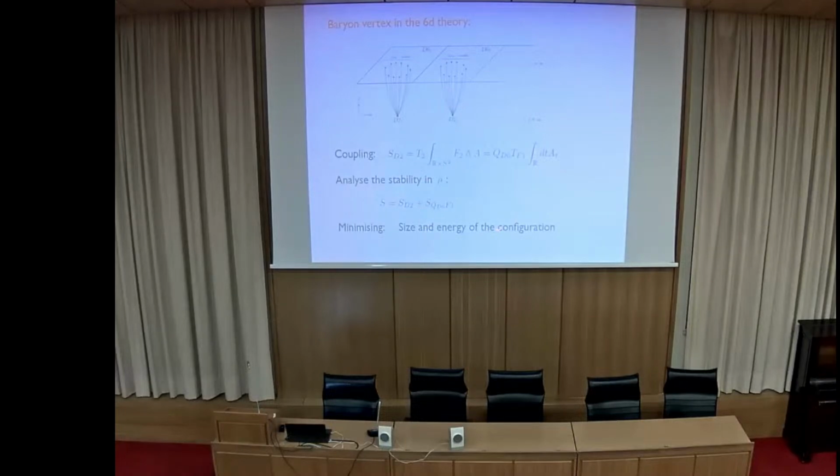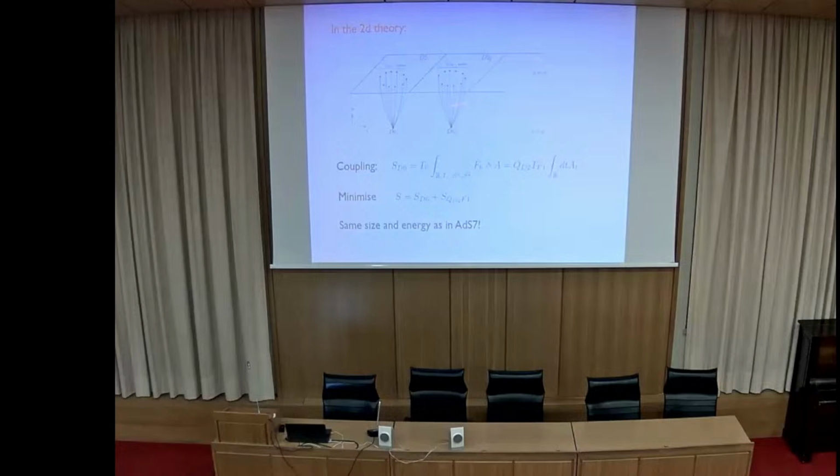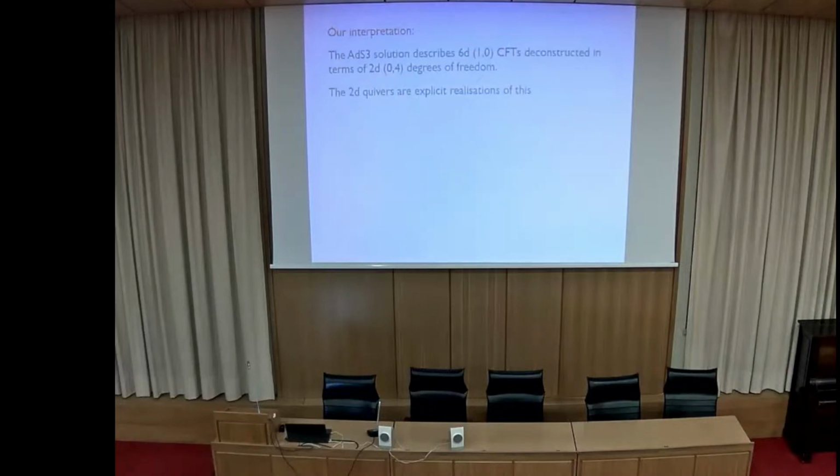Well, you minimize, you compute the size of the configuration, and it turns out that when you do the same for the 2D theory, in which the color branes are D2 branes and the vertices are D6 branes, you find exactly the same size and energy through some kind of miraculous cancellation in the calculation. This was quite surprising to see. So then we decided that, in fact, the solutions were actually described by 6D (1,0) CFTs, but deconstructed in terms of 2-dimensional (0,4) degrees of freedom. And the quivers that I showed were an expectation of this.